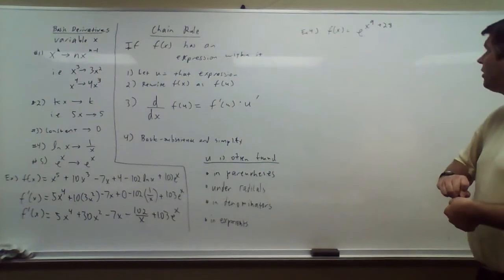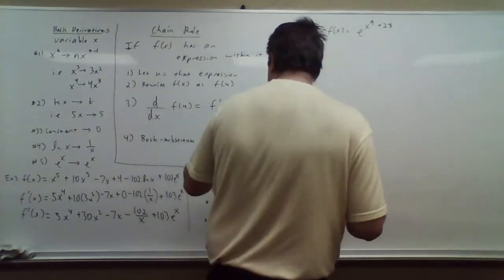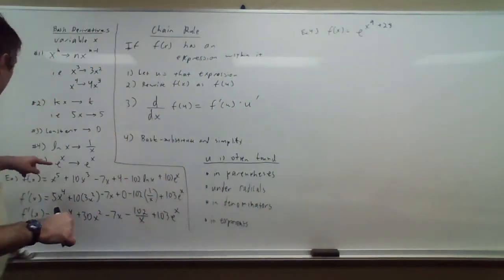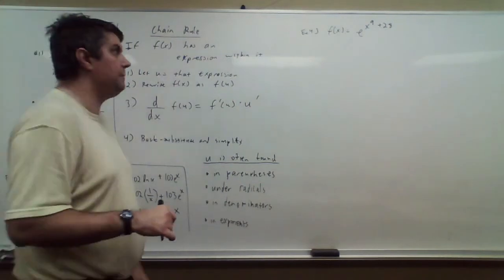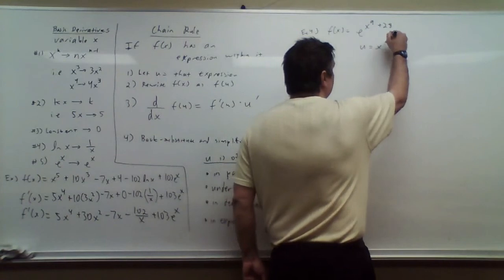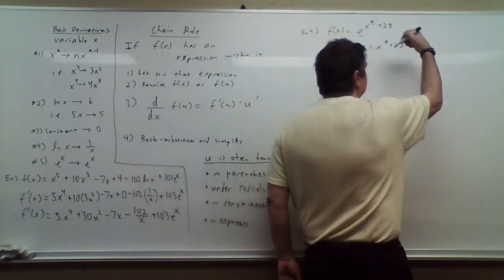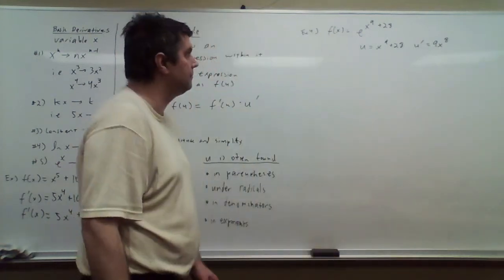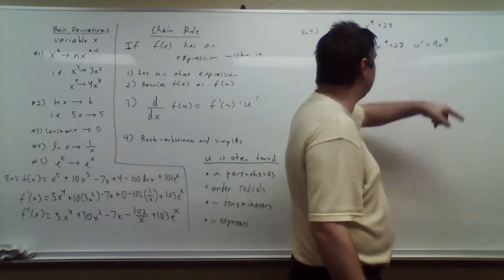All right, here is another example. What I'm thinking of is letting u be the exponent and using this rule. E to the x is its own derivative. Okay? But we're going to be having to use u. So u will equal x to the 9th plus 28, and that requires that u prime be 9x to the 8th. That's the derivative. So that'd be 9x to the 8th plus 0, leaving 9x to the 8th.